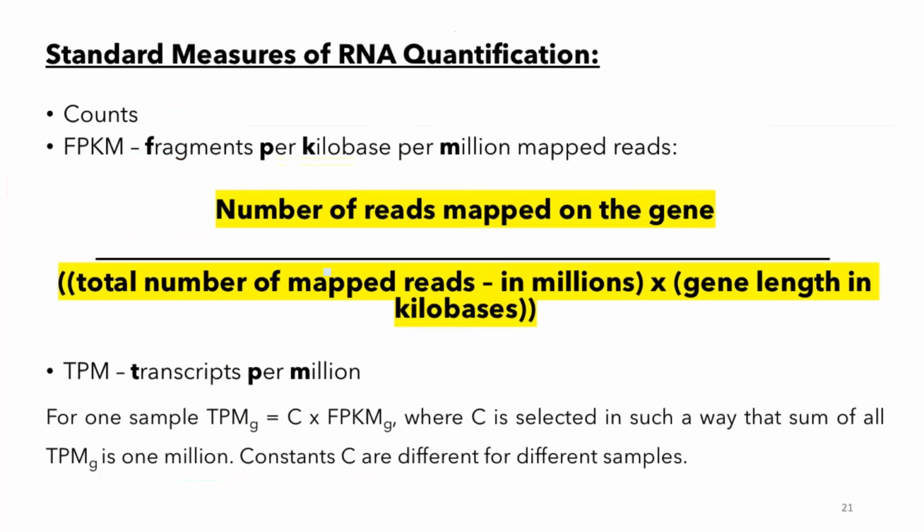Okay. Let's take a look at the different methods we have to quantify the number of reads that were aligned to the gene. First of all, we have the option of just simply counting them. The second option is called FPKM. That's the one that we use. And that stands for fragments per kilobase per million mapped reads.